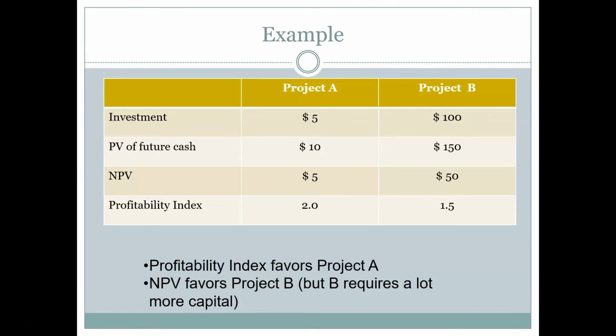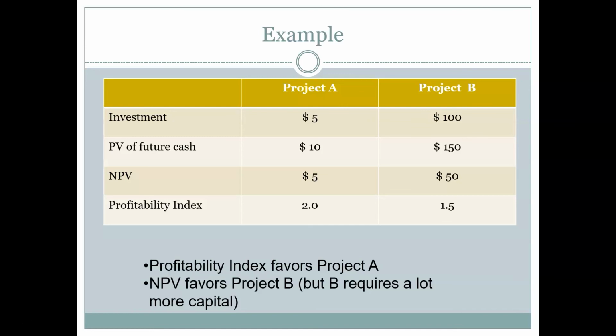Right? So we've got two projects, Project A and B. And Project A has an investment of $5. It has a present value of the future cash flows of $10. Present value of the future cash flows minus the investment gives us NPV, that's 5. And present value of the future cash flows divided by the investment gives the Profitability Index, which is 2. So this is a pretty good project. It basically says we're going to double our money. That's what a PI of 2 means. For every dollar I invest, I generate $2 in value, or $2 total, $1 to cover my investment, $1 in value.